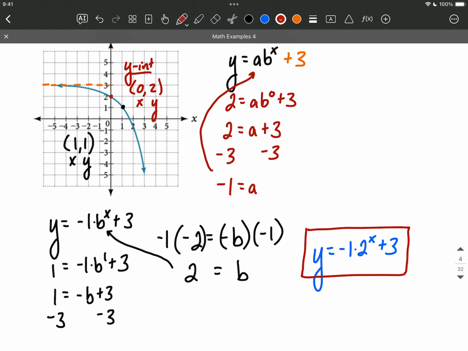Hope this helps out as you're working on going from graphs of exponential functions and finding their equations or functions that make those.